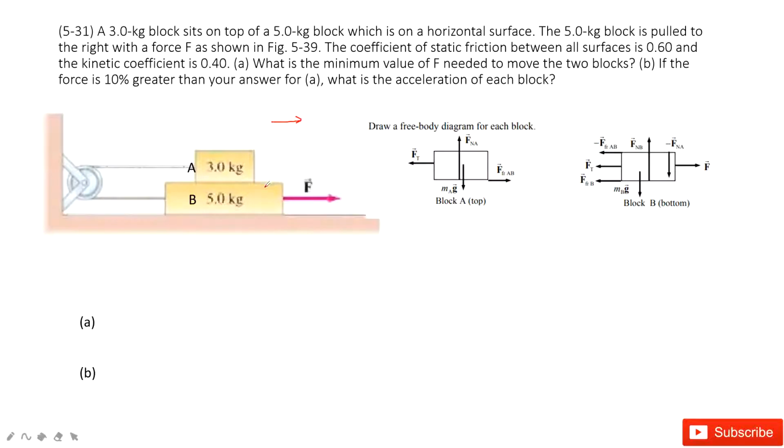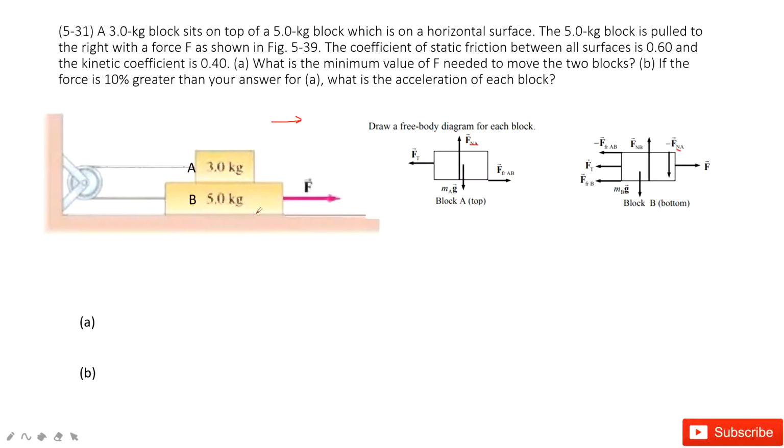And then we look at object B. We must have gravity and normal force. Also remember, because B acts a force on A to support it, that is a normal force for A, right? So there must be a force from A acting on B to press it. So this is a negative normal force, FNA. This is a pair of forces with equal magnitude but opposite directions. Do you agree? And also there is a force F acting to make it move forward.